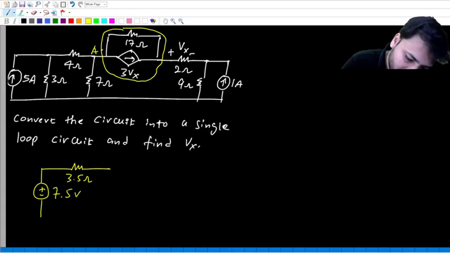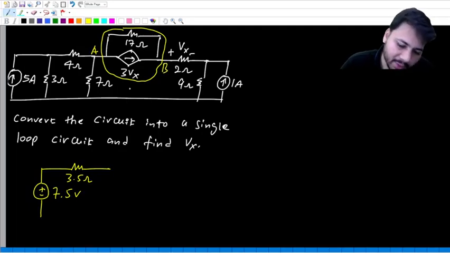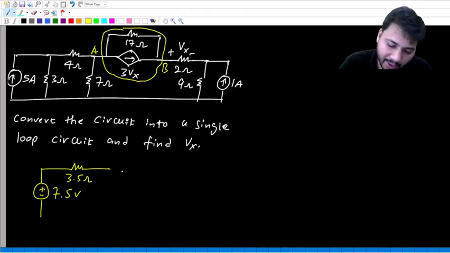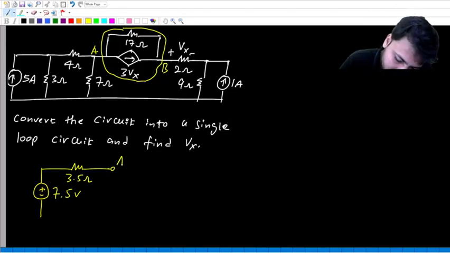If you call this A and this B, in the original circuit the current source and the 17 ohm resistor both are in parallel between A and B. Now when you do source transformation, it becomes a dependent voltage source in series with 17 ohms, also between A and B. So if this is A and this is B, it becomes a dependent voltage source.